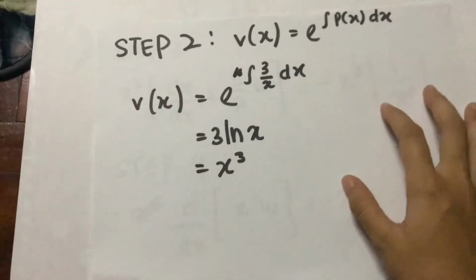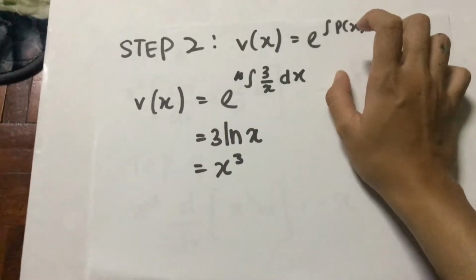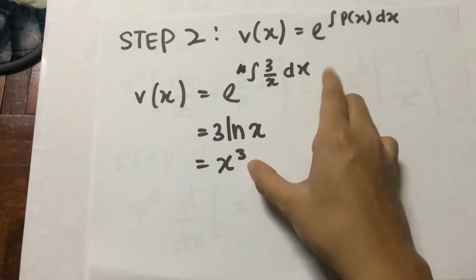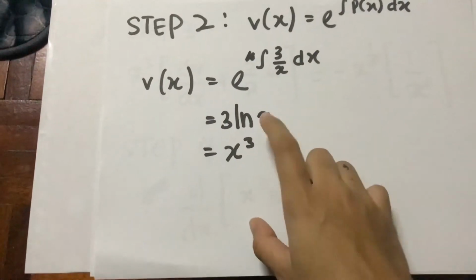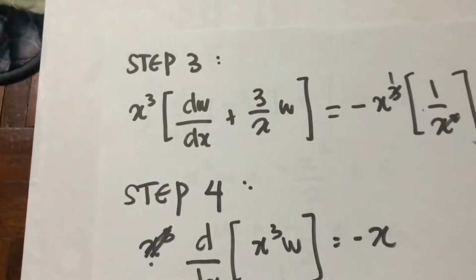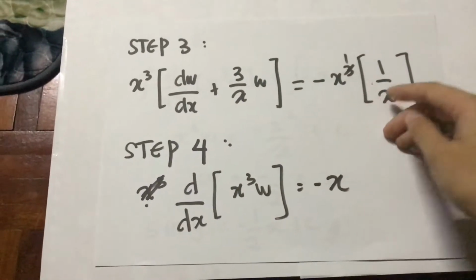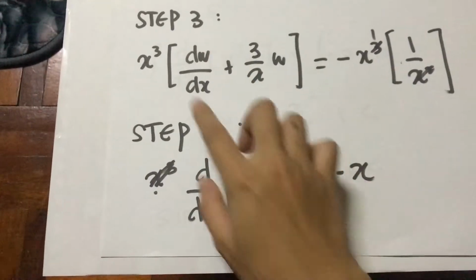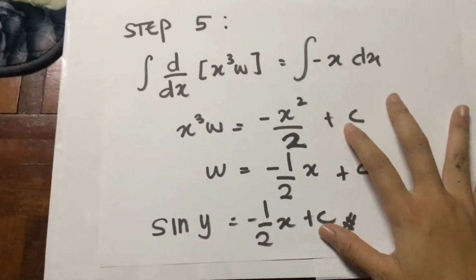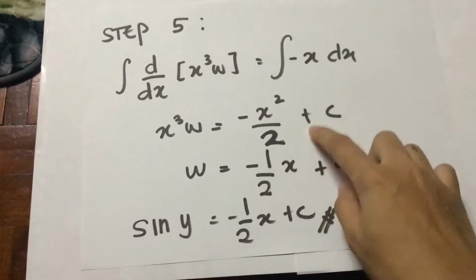Then we're going to find the integrating factor, as we know that the equation is in the integrating factor form. So the integrating factor is e to the power of the integral of 3 over x dx, so e to the power of 3 ln x equals x cubed. Then the next step is we multiply the integrating factor with both sides of the equation. Then we integrate both sides, which gives x cubed w equals negative x squared over 2 plus c.